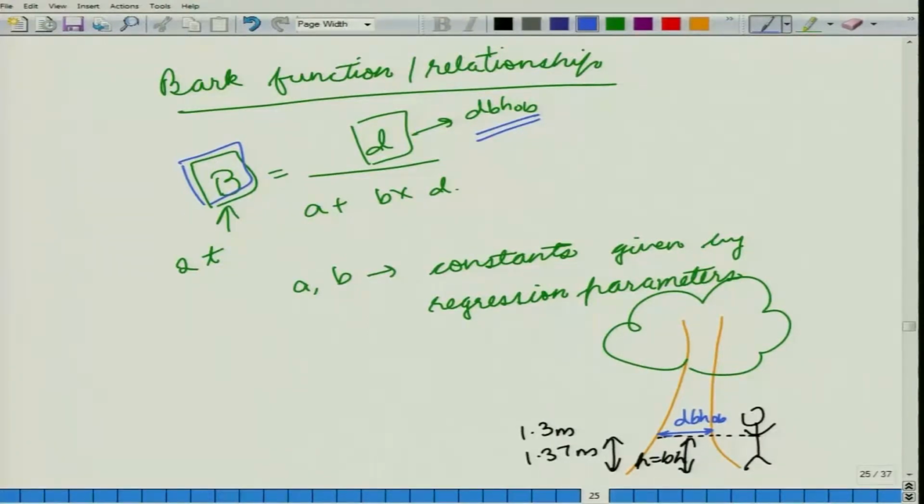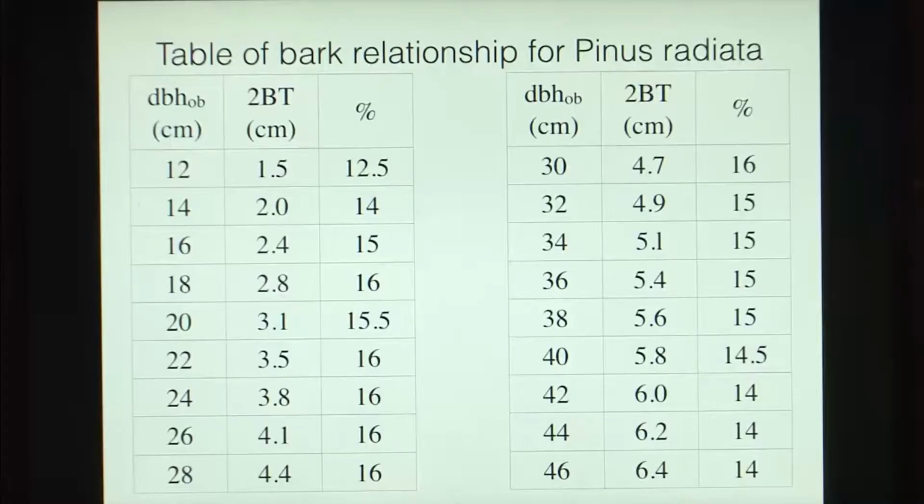So, this is a table of bark relationship for Pinus radiata. Here you can see in the first column we have diameter at breast height over bark. In the second column we have twice the bark thickness that we have represented as capital B, and the third column gives us the percentage. So, as we can see from this figure, as the dBH over bark increases, the bark percentage goes from 12.5 through 14, 15 and 16, and then it reduces again from 15 to 14.